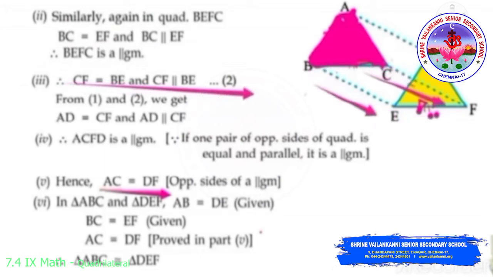So if one pair of parallel sides of a quadrilateral are equal and parallel, we get that BECF is a parallelogram. Third case, so BECF is a parallelogram. We get BE is equal to CF. BE is parallel to CF. So I am writing this, calling this as equation 2.